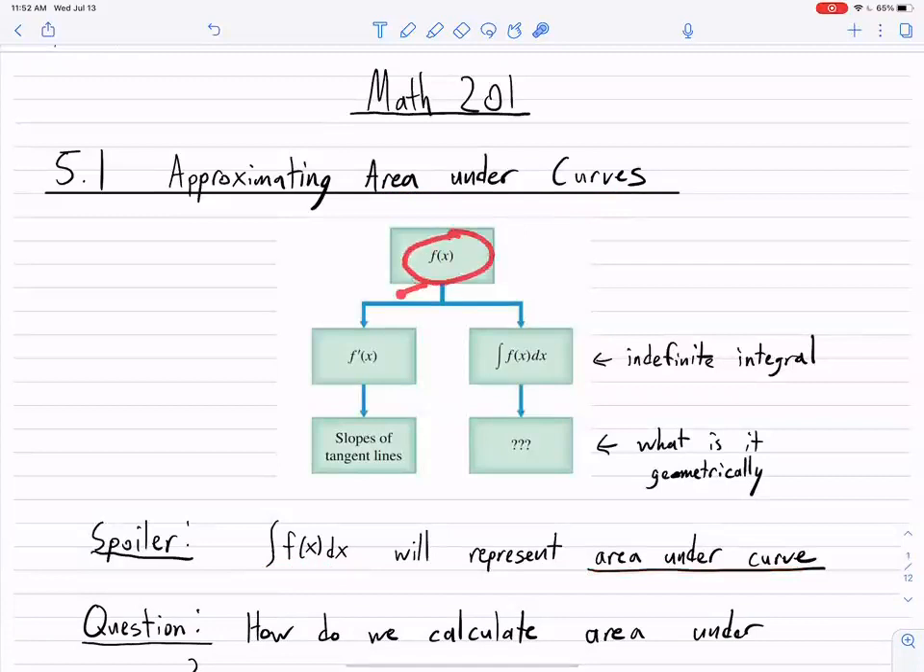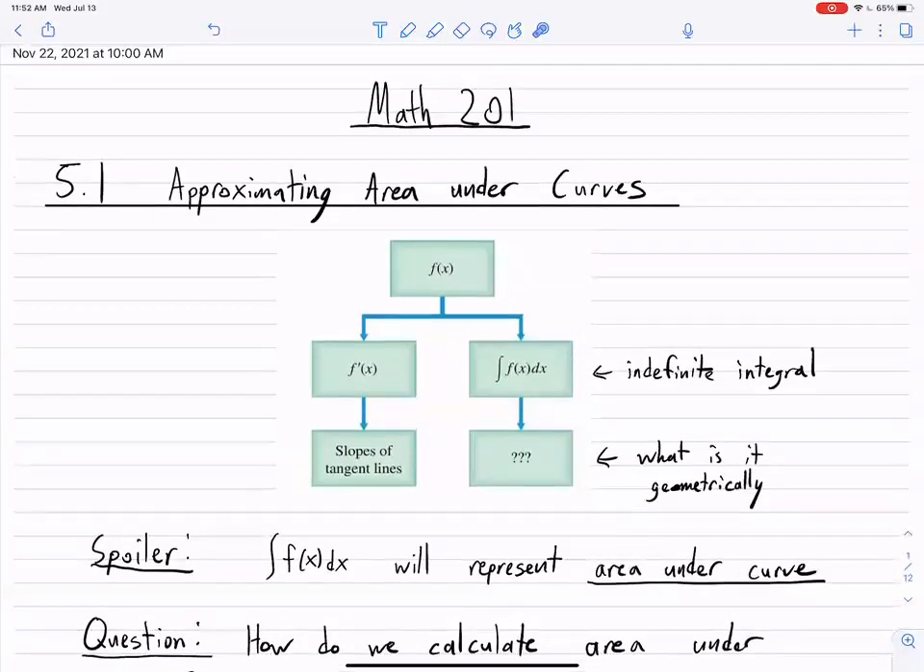You have a function, you can take its derivative, and that's kind of an algebraic thing. Geometrically, what it represents is the slope of the tangent line, which is an important quantity we want to know. If we want to know how something's changing, then we need to find its derivative. The other thing is we can go the opposite direction. We could take the indefinite integral or the antiderivative, but what does that represent geometrically? That's the question, and that's where we're going to go.